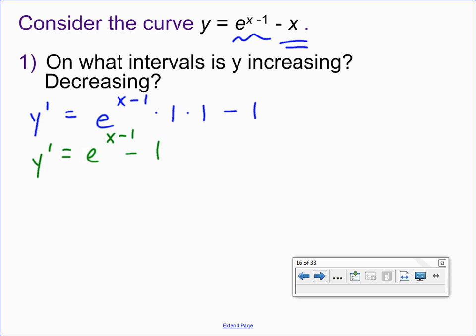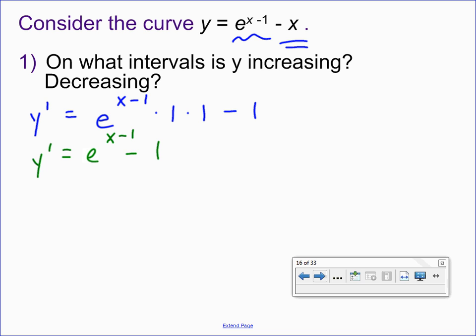So here we go. For what values of x is y prime undefined? Well, this is an exponential function, and if I think back to my parent exponential function, base e to the x, it is smooth and well behaved for all input values of x, so there are no domain issues. Would changing my exponent to x minus 1 affect its domain? No, it wouldn't.